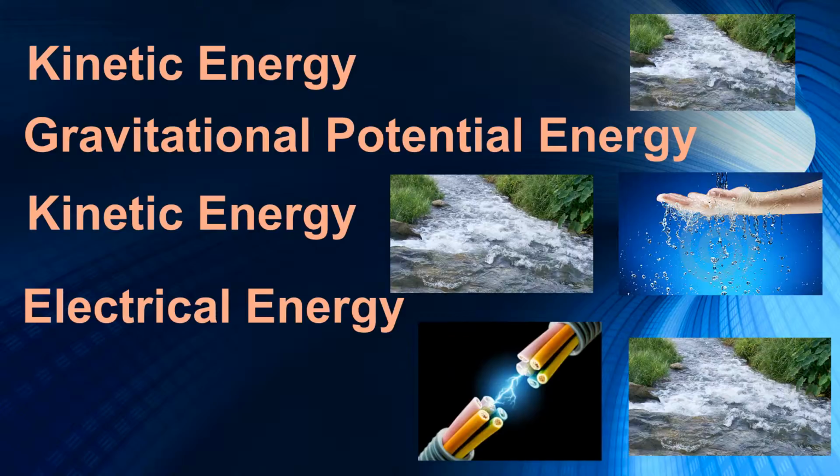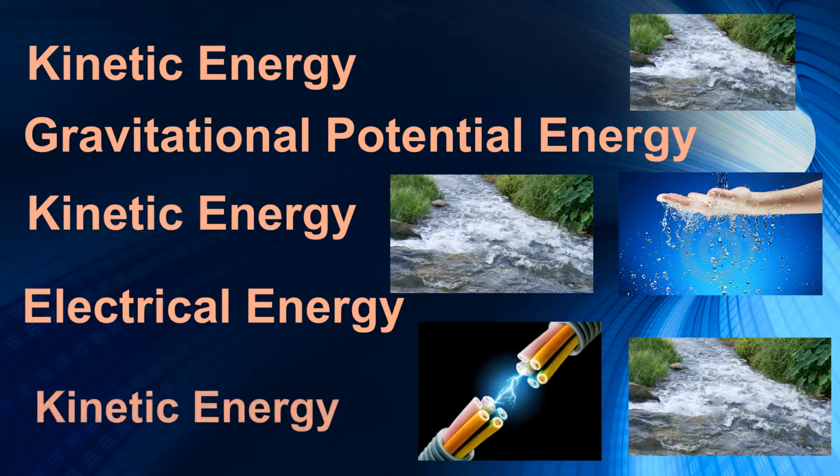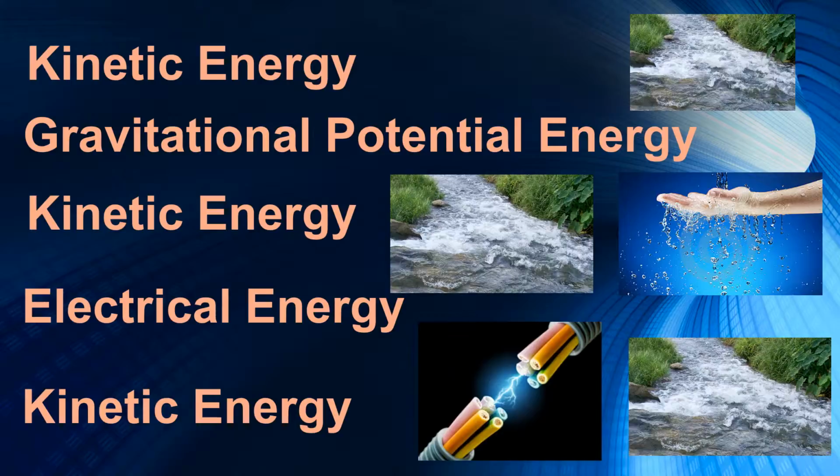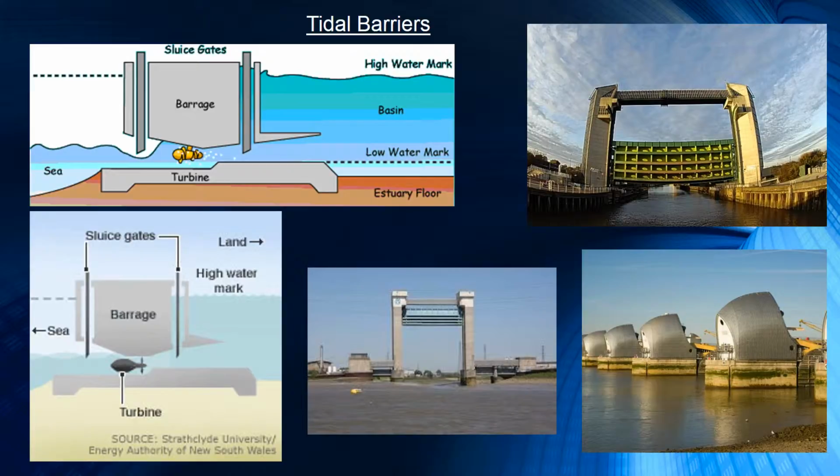The turbines then go around the magnets and the voltage or current is induced. And then it goes through specific parts and gets transferred into electrical energy. And then back to kinetic energy again as the water flows out of the dam and carries on its way. Anyway, now we're going to talk about tidal barriers.